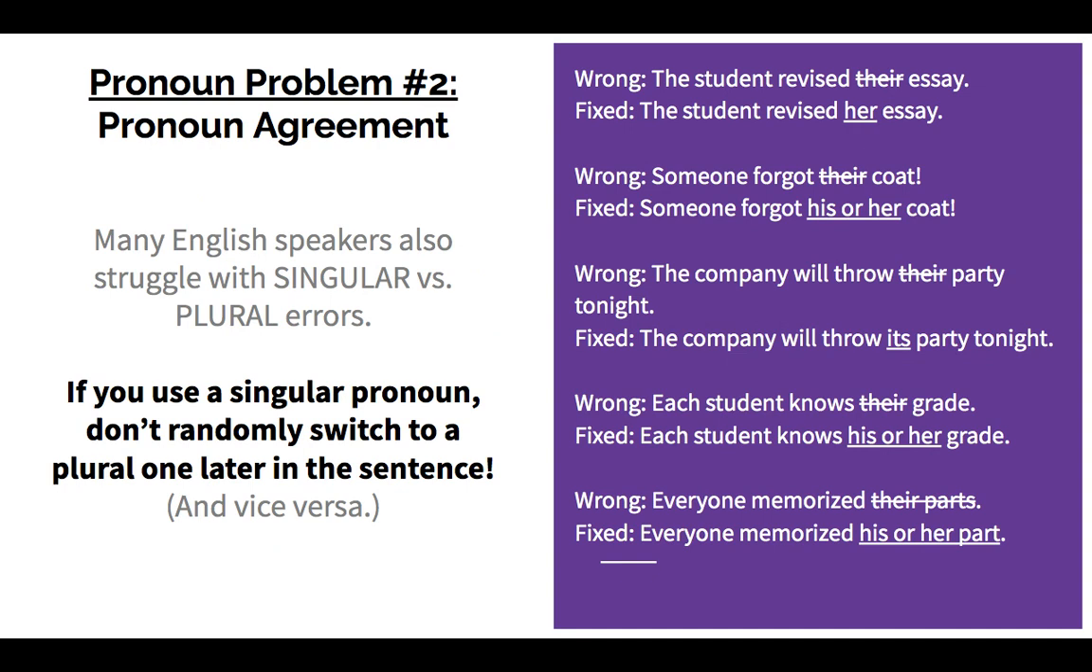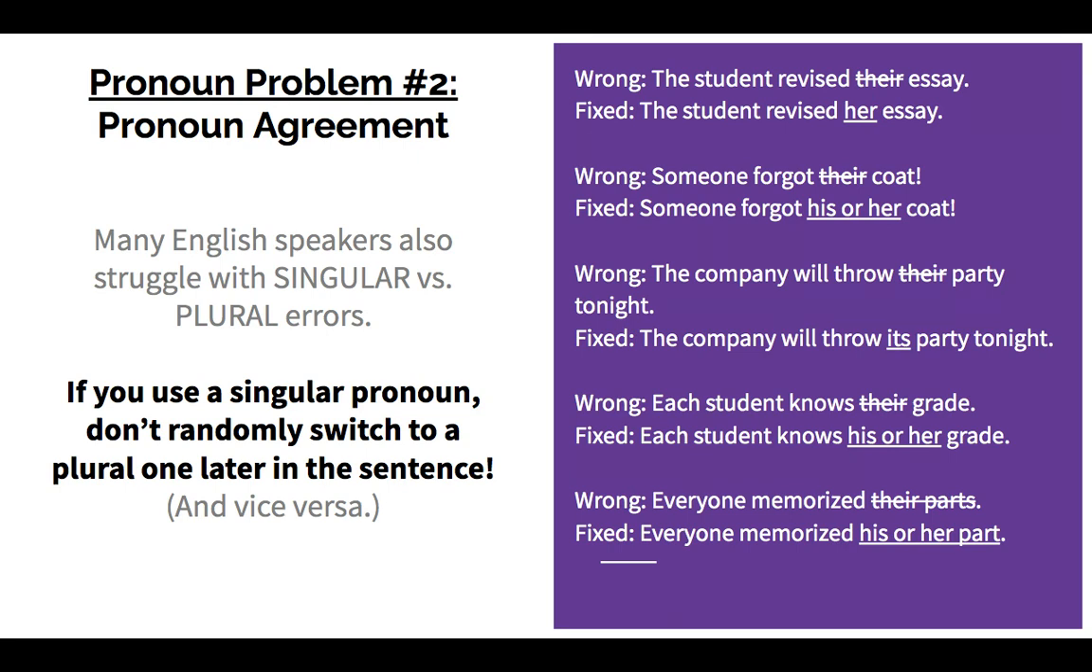Okay, here's problem number 2 that we see a lot, and that's pronoun agreement. Many English speakers struggle with singular versus plural errors, even if you've been speaking English your whole life. I know I still do it if I'm not actively thinking about it. The biggest problem is that because so many English speakers make this mistake, we've become used to hearing words and sentences said the incorrect way, okay?